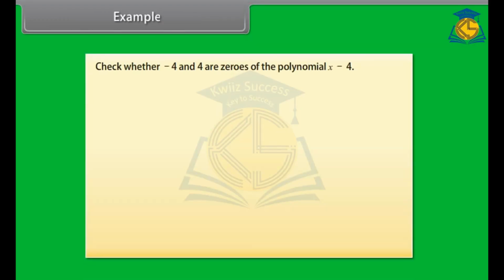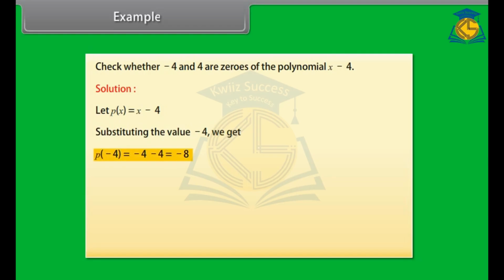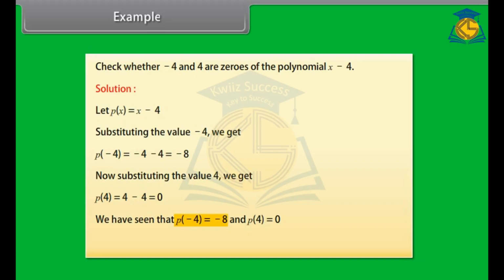Example. Check whether minus 4 and 4 are zeros of the polynomial x minus 4. Solution. Let p(x) = x minus 4. By substituting the value minus 4, we get p(minus 4) = minus 4 minus 4, which is equal to minus 8. Now substituting the value 4, we get p(4) = 4 minus 4, which is equal to 0. We have seen that p(minus 4) is equal to minus 8 and p(4) is equal to 0. Therefore, 4 is a zero of the polynomial x minus 4, but minus 4 is not.